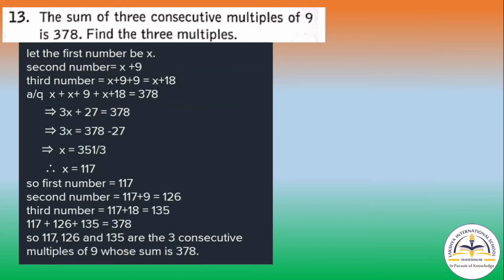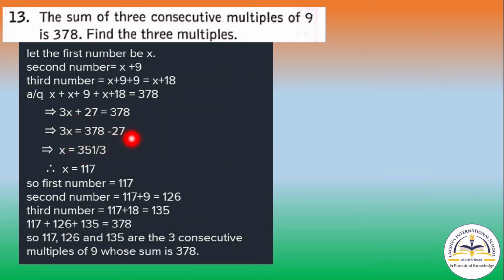Now, question number 13, the sum of 3 consecutive multiples of 9 is 378. Find the 3 multiples. Now let the first number be x, the second number be x plus 9, and the third number will be x plus 9 plus 9. It means x plus 18. Now this will be the sum of the 3 consecutive multiples. It means x plus x plus 9 plus x plus 18 equals 378. It means 3x plus 27 equals 378.